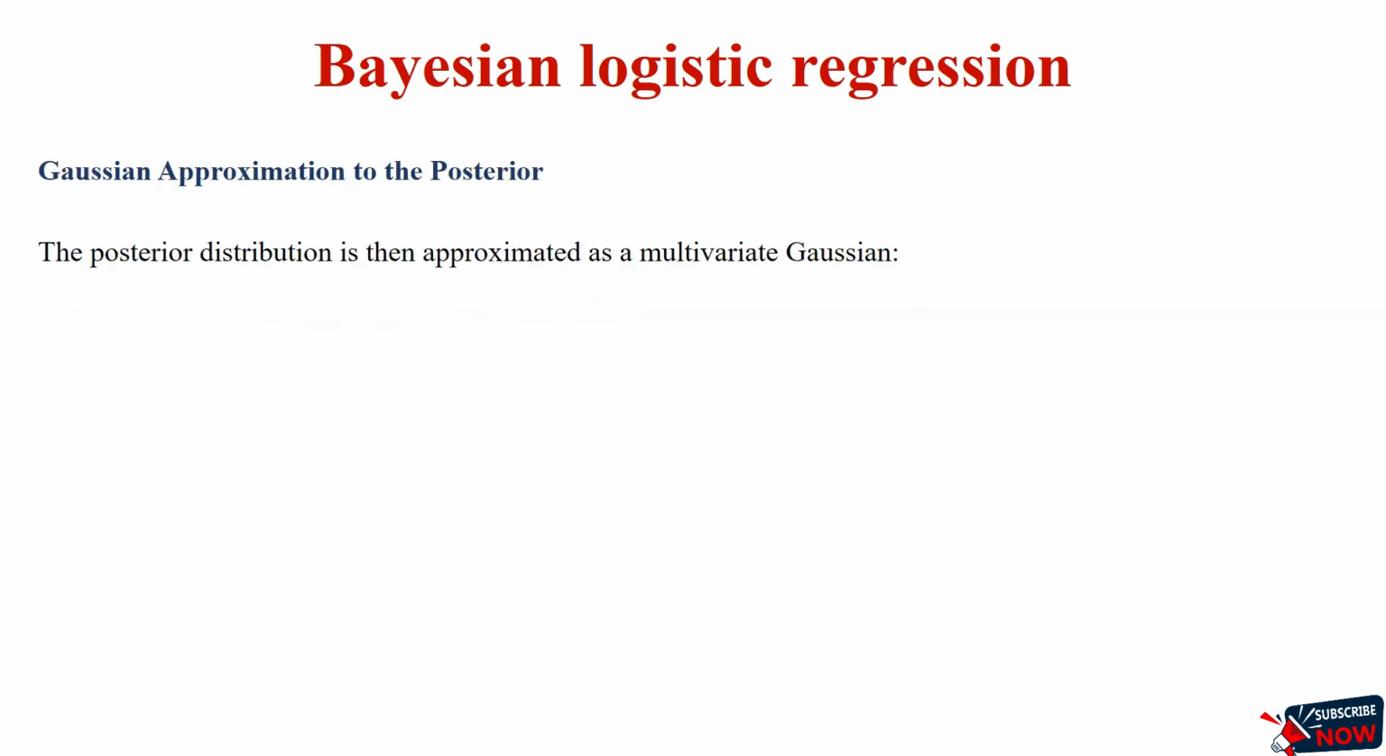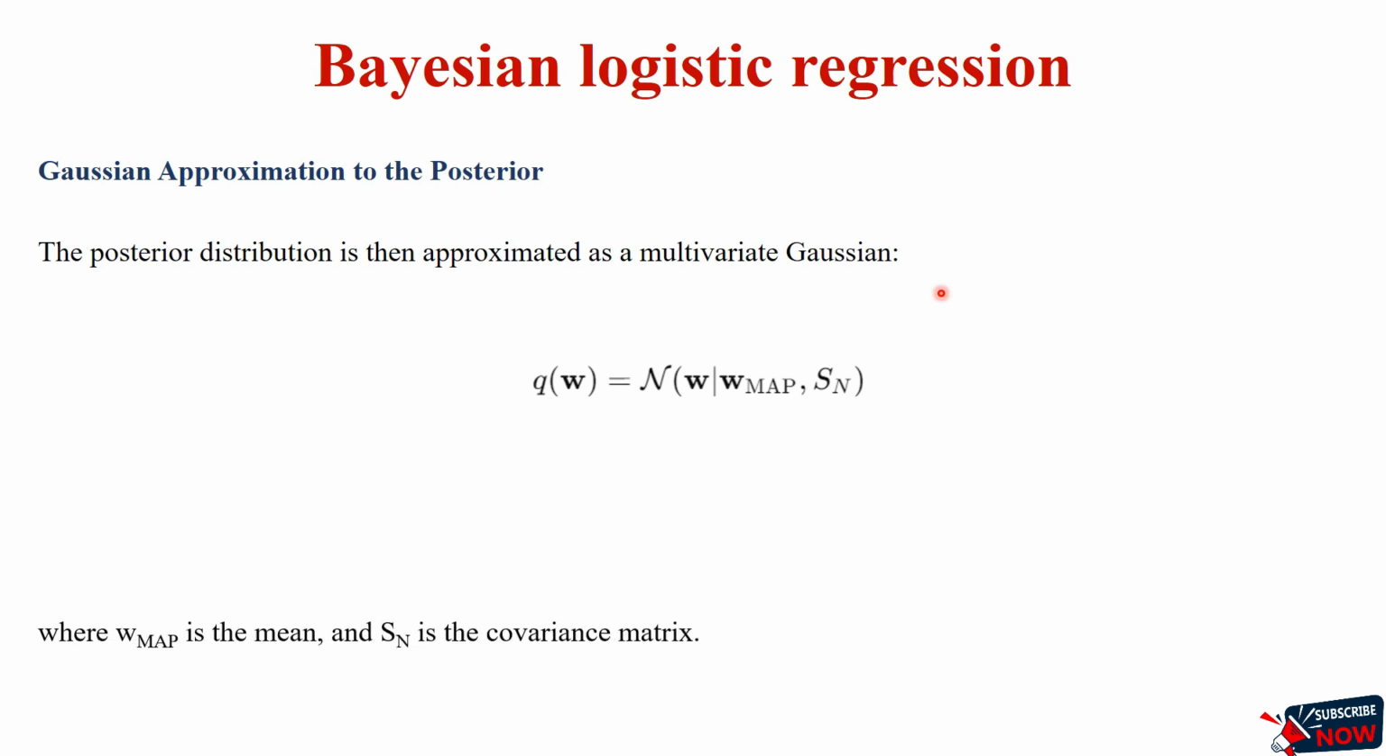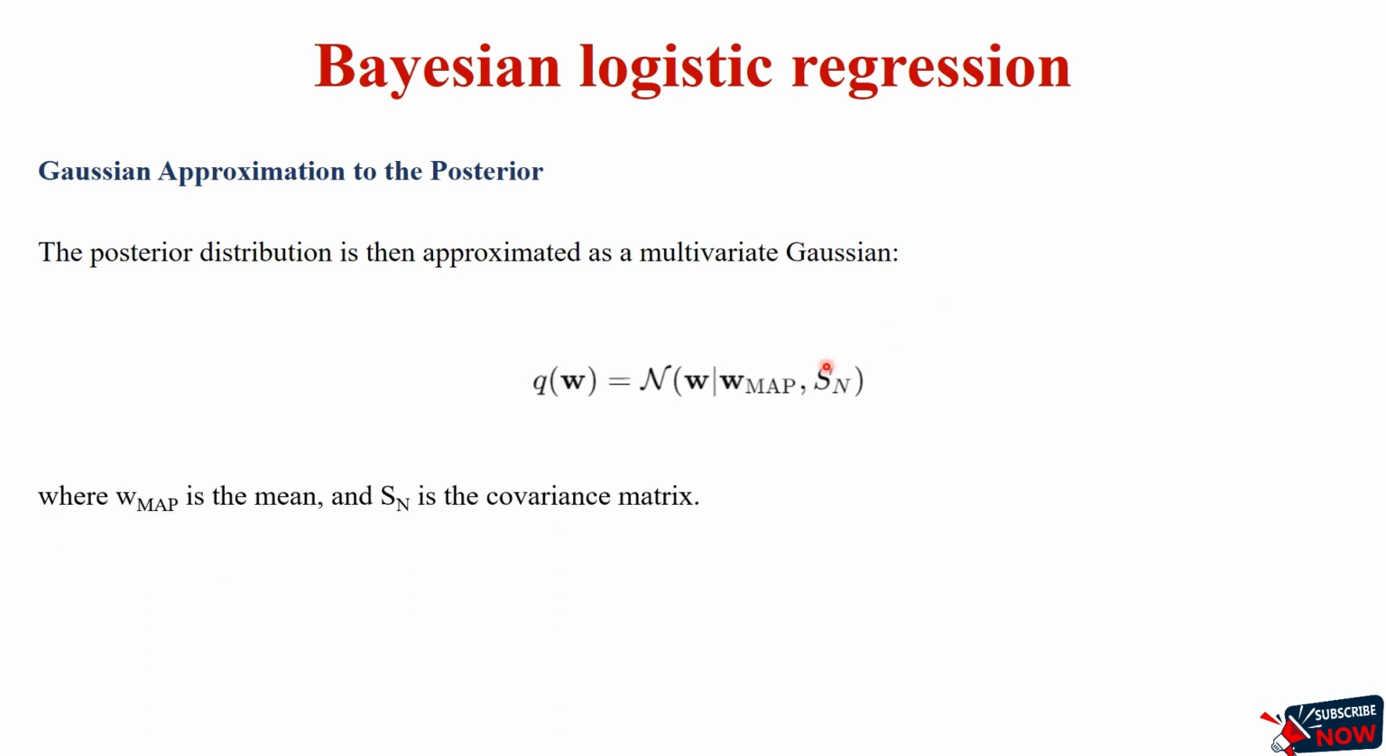Gaussian approximation to the posterior. The posterior distribution is then approximated as a multivariate Gaussian Q of W, in which W MAP represents the mean and Sn represents the covariance matrix.